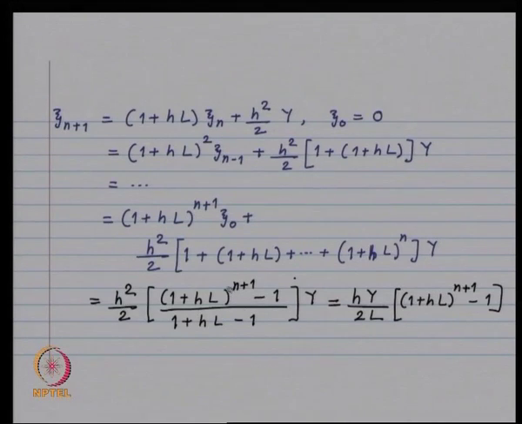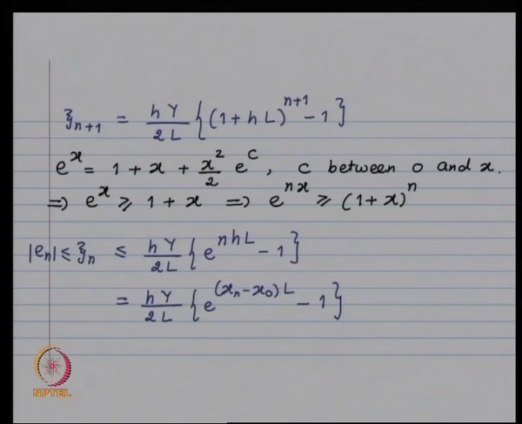H square by 2, the term in the bracket is equal to 1 plus h L raised to n plus 1 minus 1, divided by 1 plus h L minus 1. You can multiply this and this and then verify that it is the same, which will be equal to, now in the denominator you will have h L. So, one h will get cancelled. So, you will have h Y upon 2 L into 1 plus h L raised to n plus 1 minus 1. Then this 1 plus h L raised to n plus 1.